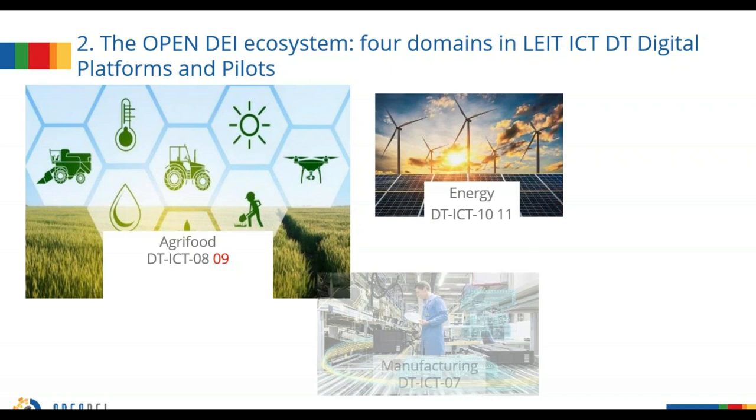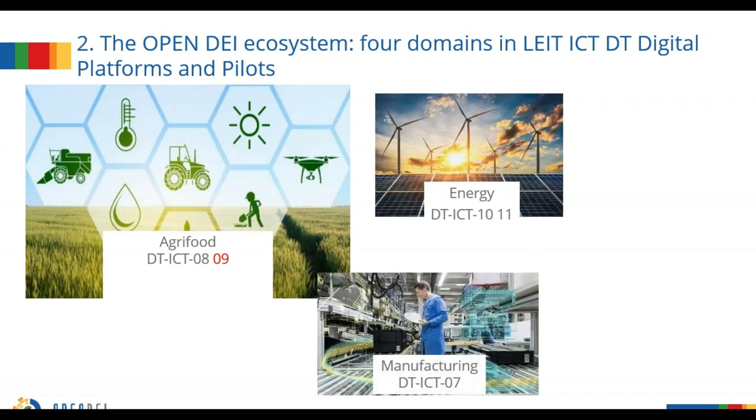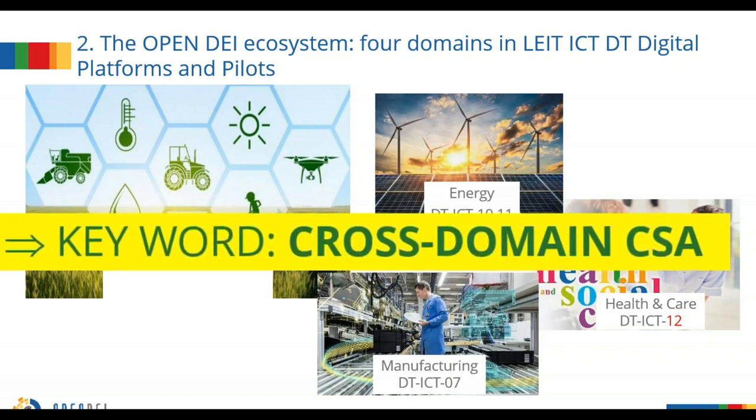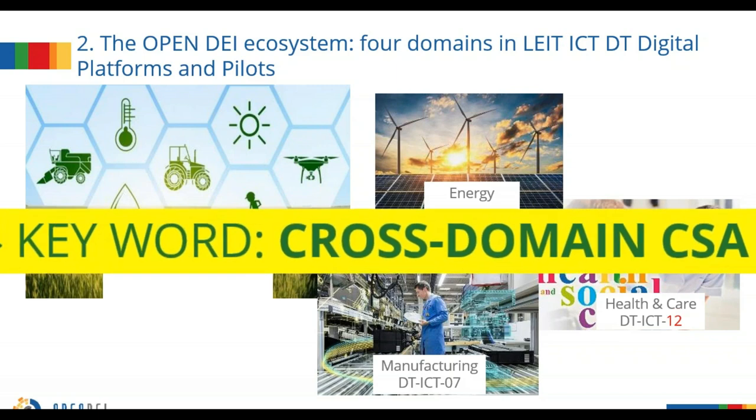So here you can see that Open DEI is focused on four main domains. One is agri-food, in relation to the projects financed under the calls ICT-08 and 09. Energy, in relation to the calls ICT-10 and 11. Then we have manufacturing, in relation to the call ICT-07, and the health and care sector, in relation to the call ICT-12. So the keyword which for sure best represents Open DEI is cross-domain coordination and support action.